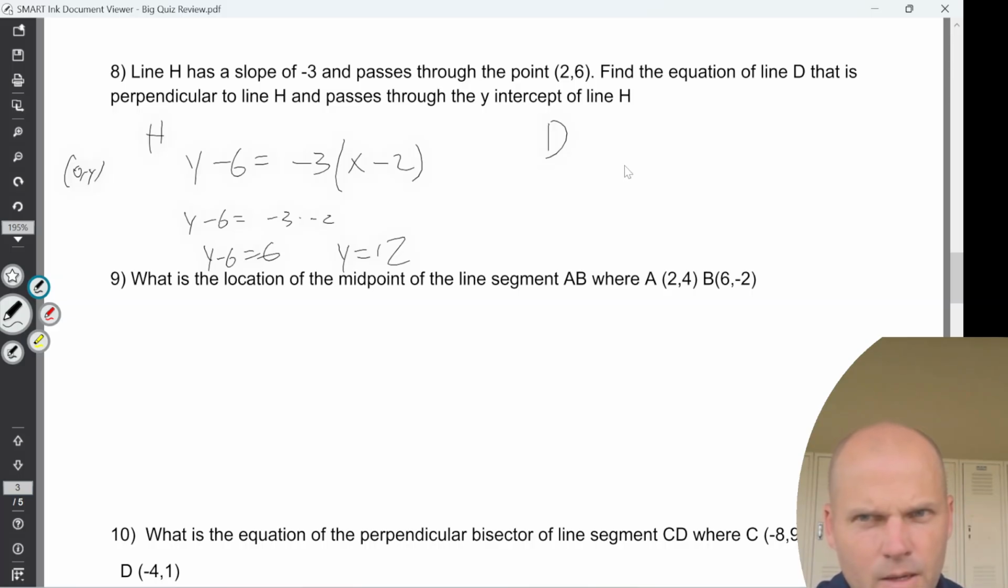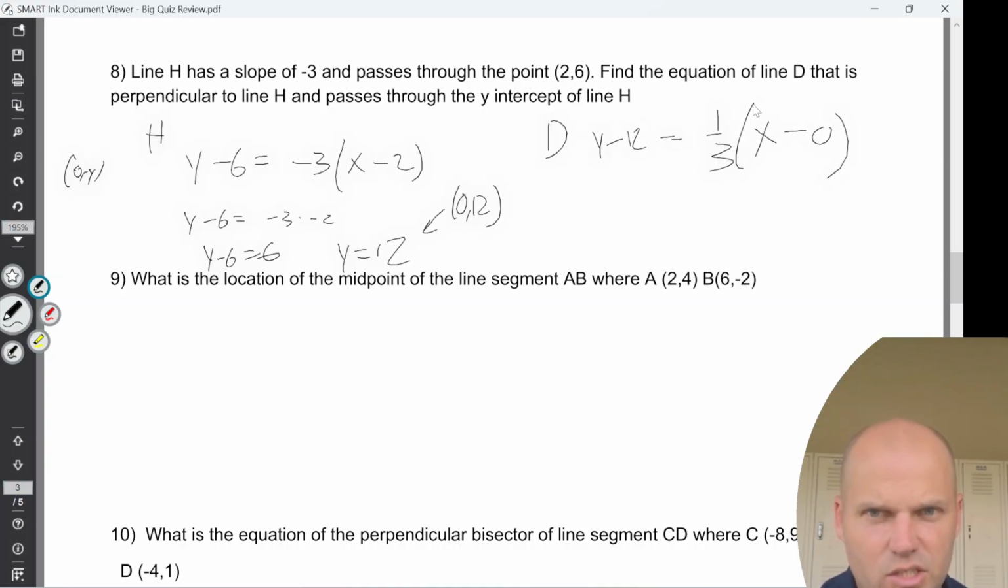Cool. Line D is perpendicular to line H, so line D will have a slope of positive 1/3. Line D will have the point 0, 12. So I have y minus 12 equals 1/3 x minus 0.